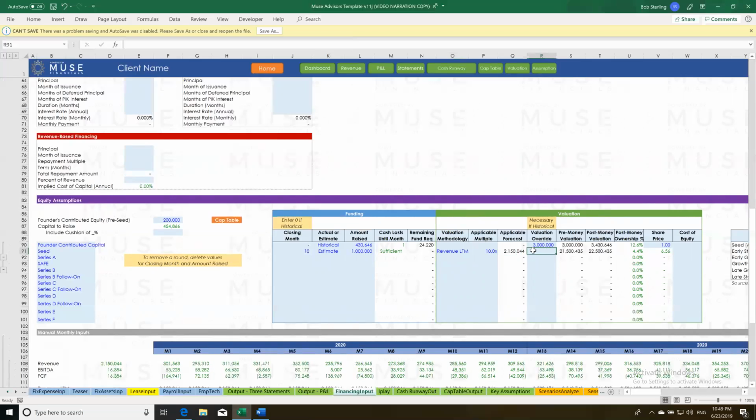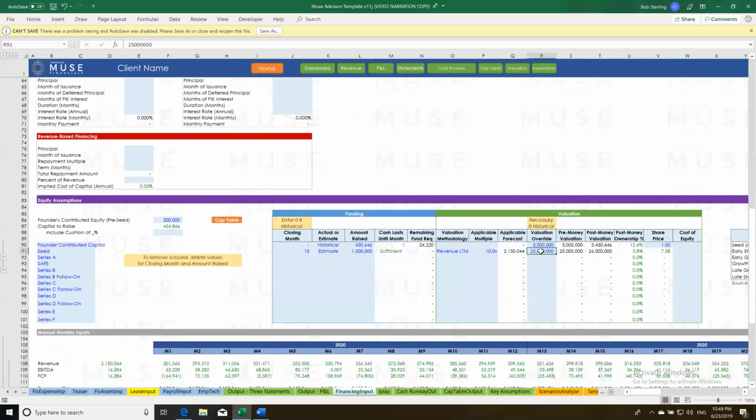For example, if you do not intend to raise money at a valuation of 21.5 million, but instead at 25 million, you could type in 25 million, and that would be the pre-money valuation in your company's capitalization table.